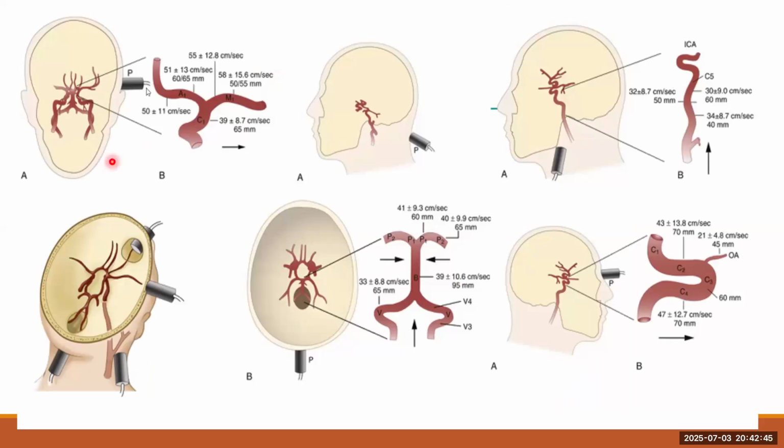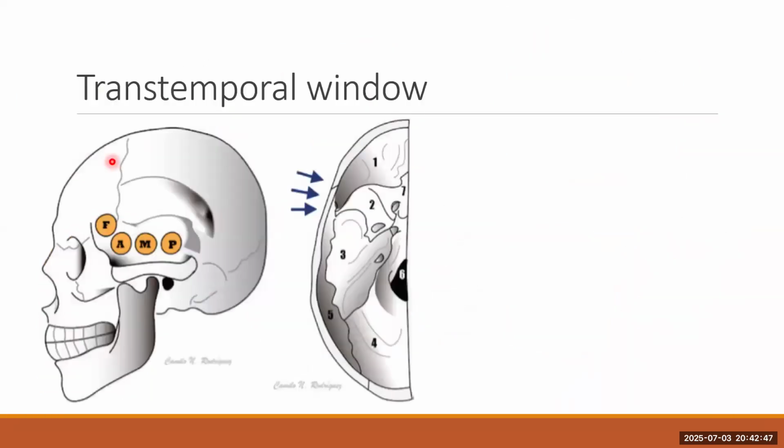indicated in this figure. The first and foremost thing, before we start insonating, is to identify the landmarks. So one of you can unmute and identify what 1, 2, 3, 4, 5, 6, 7 are in this figure. This is the transtemporal window, the most commonly employed window for TCD insonation.